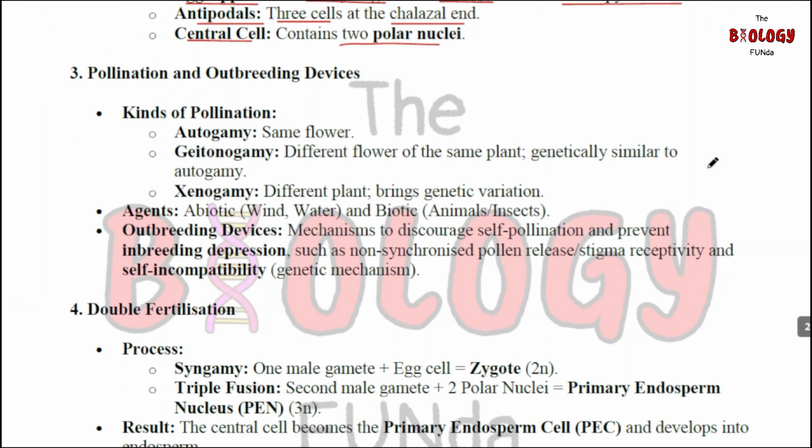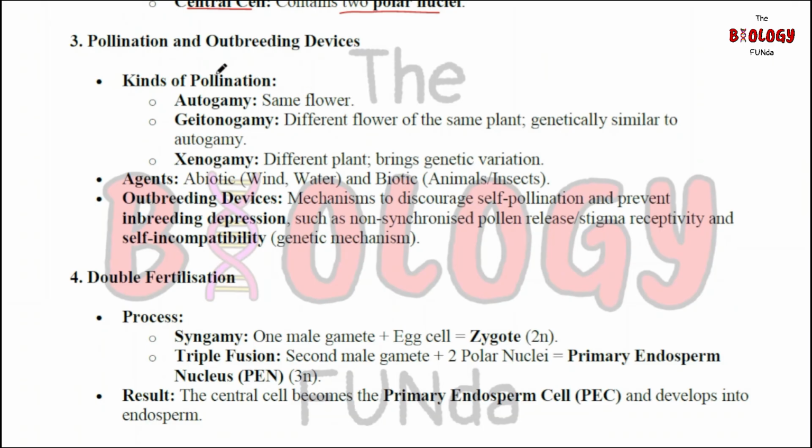Let's learn about pollination. There are different types of pollination. One is autogamy, that means in the same flower. These flowers are bisexual, where you will find both male and female reproductive organs in one flower. Then we have geitonogamy, which means a different flower but of the same plant. They are genetically similar to autogamy. And then we have xenogamy, which means different plants, and this can bring genetic variation.